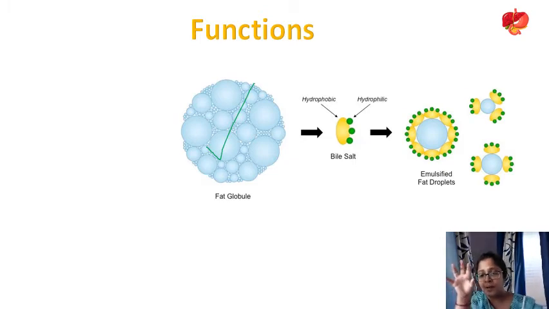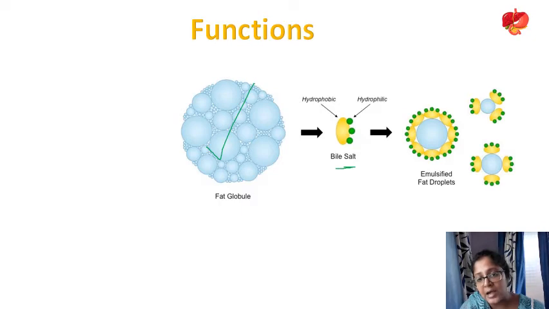If you have a lump like this, you have to break it into smaller particles so that the enzymes can work on it. And breaking into smaller particles is mainly done by bile. So it helps in emulsification. The bigger fat globules are broken into smaller fat globules. Now, this is done by a bile salt.